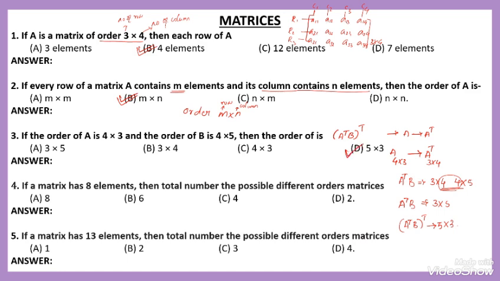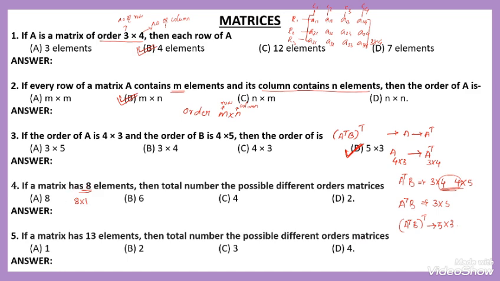The option number D is correct. Then, if a matrix has 8 elements, then the total number of possible different orders of matrix. If a matrix has 8 elements, then the possible orders come from taking the multiplication of 8, or the tables of 8, that is 8 cross 1. This is 8 elements, the number of elements present in the matrix.